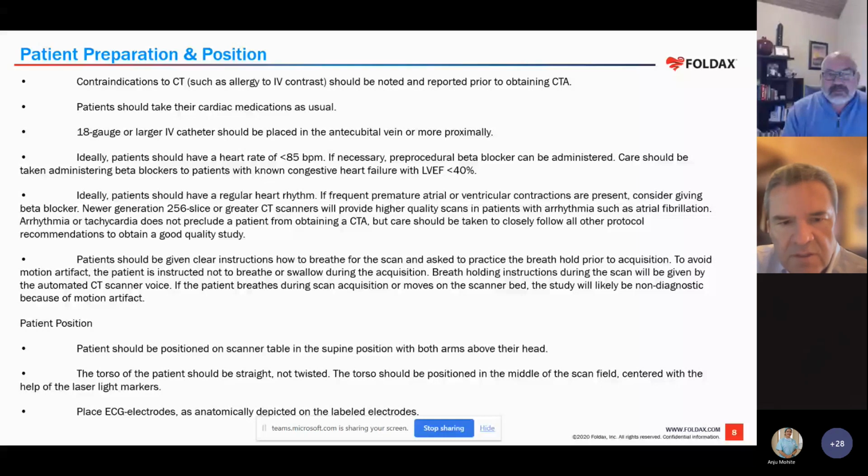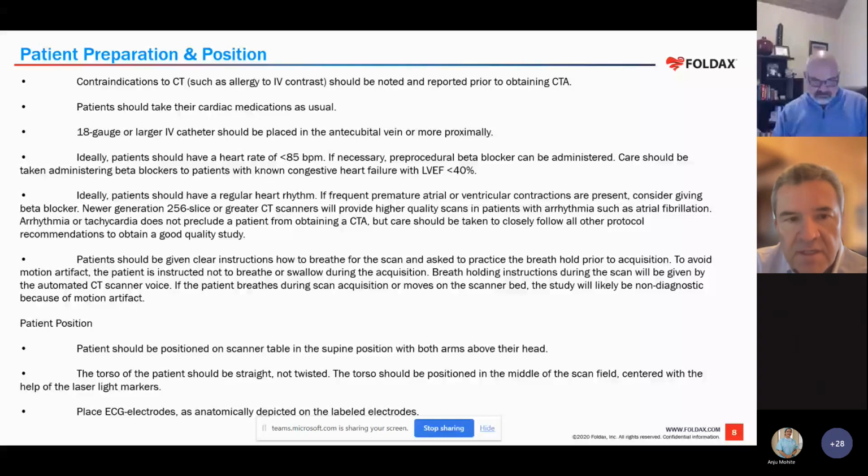Another thing that should be considered is to give the patients breathing instructions before they go in the scanner, just so they can practice taking in and holding a deep breath. That way they're not surprised and there's less chance that they will move during the scan. If the patient moves during the scan acquisition, of course, we'll get some motion artifact and the scan will not be of good quality.